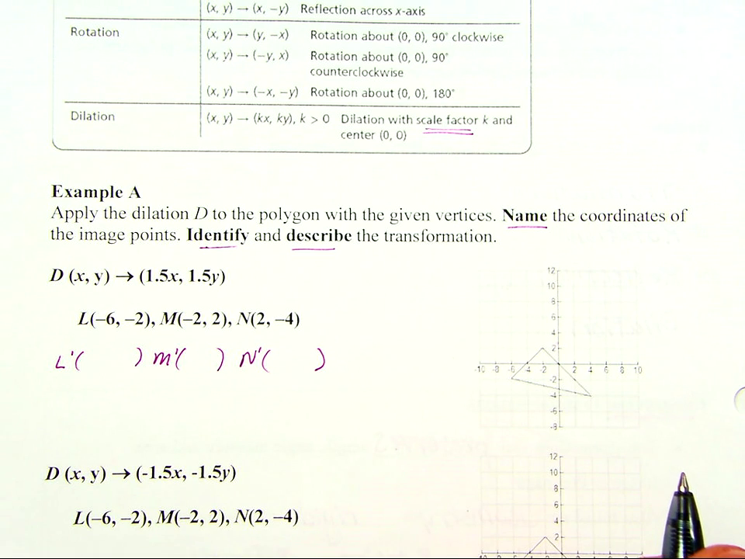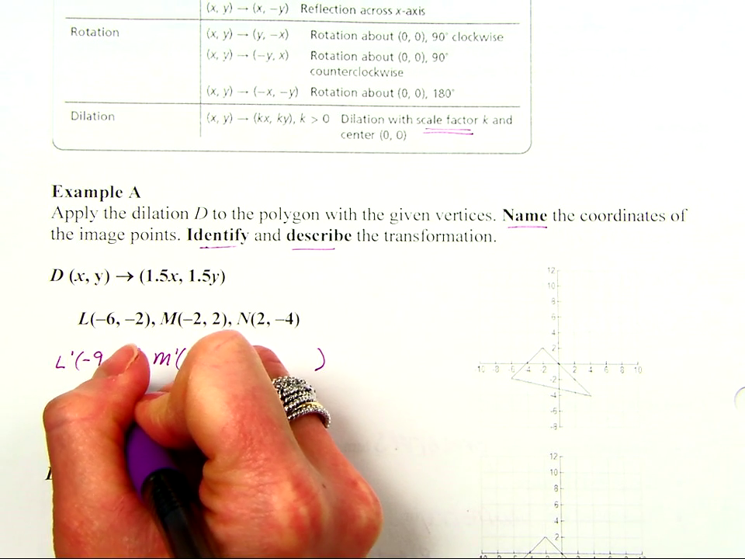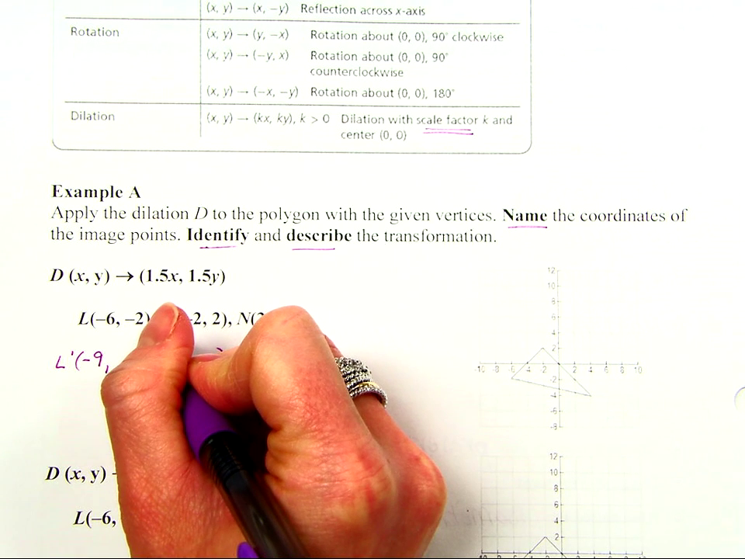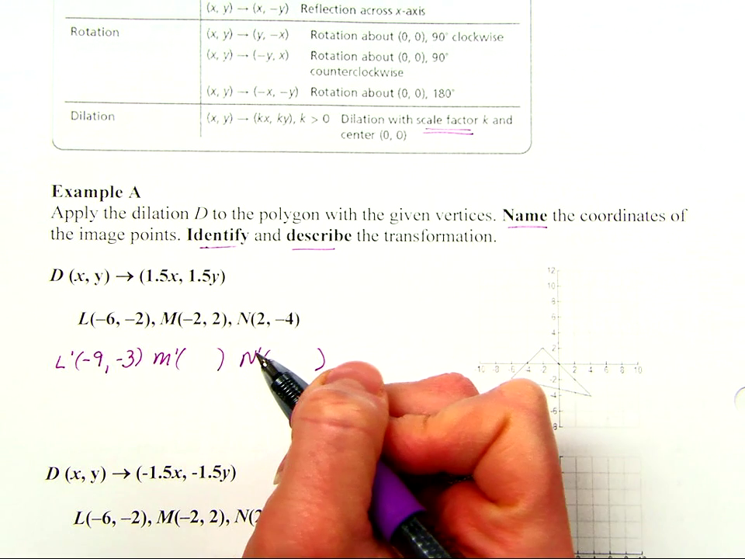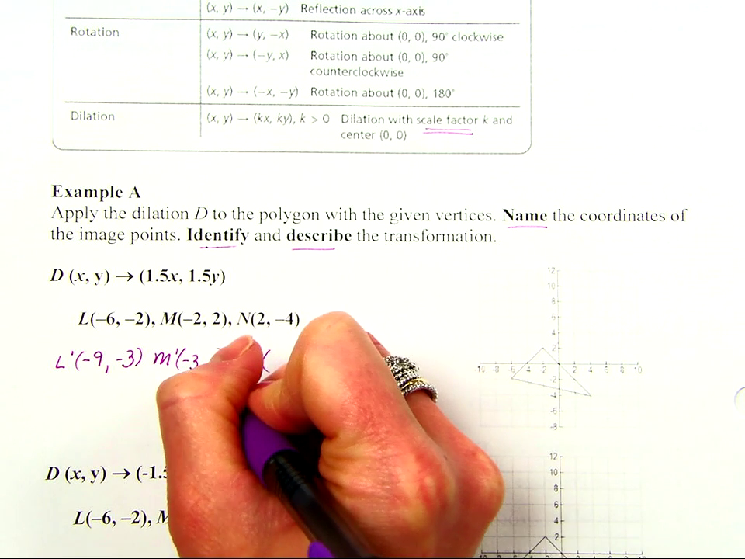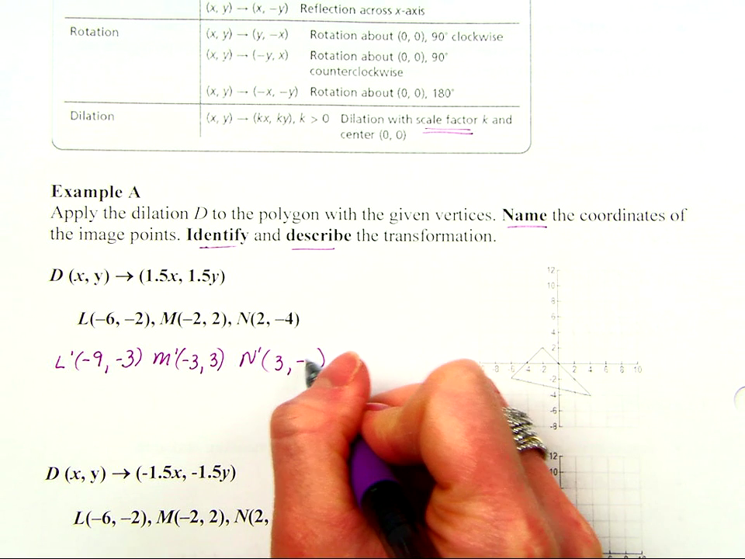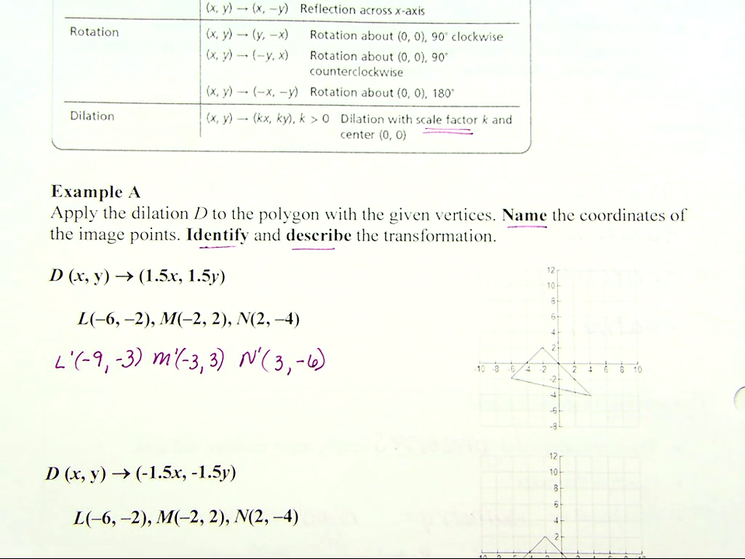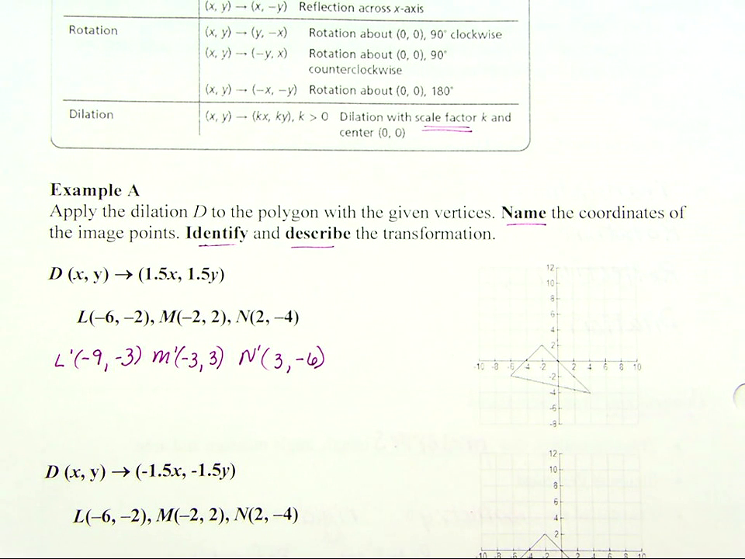Now if I take negative 6 and I multiply by 1.5, I get negative 9. If I take 2 and I multiply by 1.5, I get 3. And we're going to do that for each coordinate. I've named my new coordinates. Now I'm going to come over here and I'm going to go ahead and graph them or plot my points.